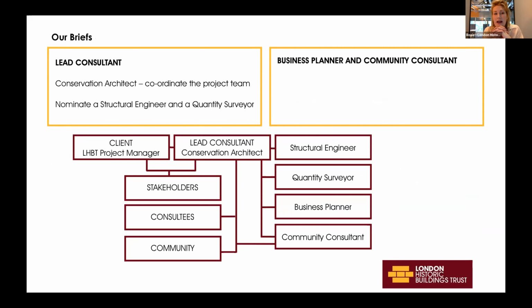And for us, we wanted our lead consultant to be a conservation architect. We wanted someone who was really experienced in understanding historic buildings and had experience in options appraisal projects. And we wanted that lead consultant to be the coordinator for the whole project team. And within that tender, we wanted the lead consultant to nominate a structural engineer and a quantity surveyor. So that's more of the building team, I suppose. And then our second tender was for the business planner and community consultant, which is self-explanatory really.